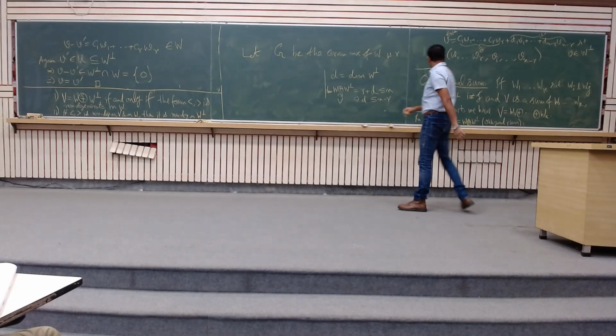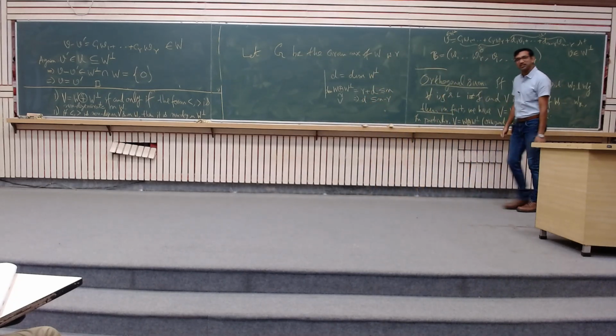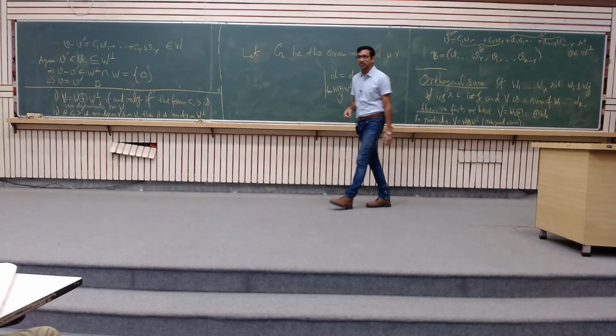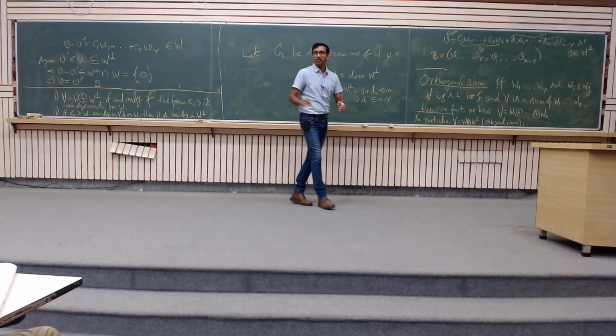We again know that U is a subspace. So then we know that d is greater than or equal to n minus r. So d is equal to n minus r. That's also a perfect argument. Thank you.